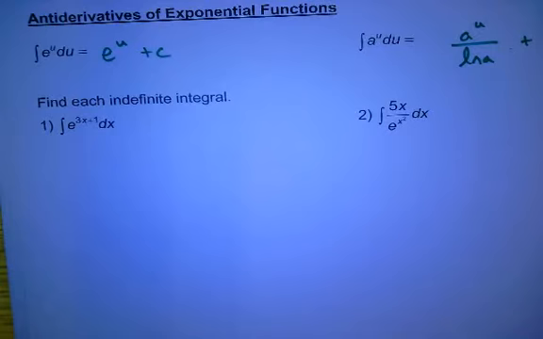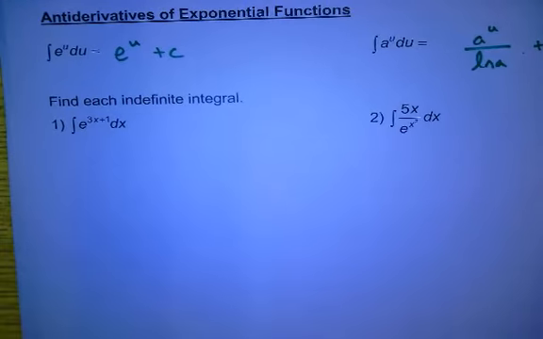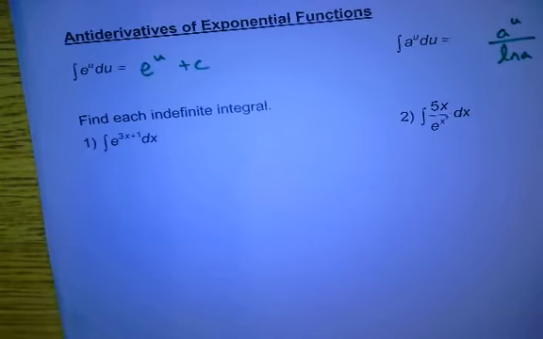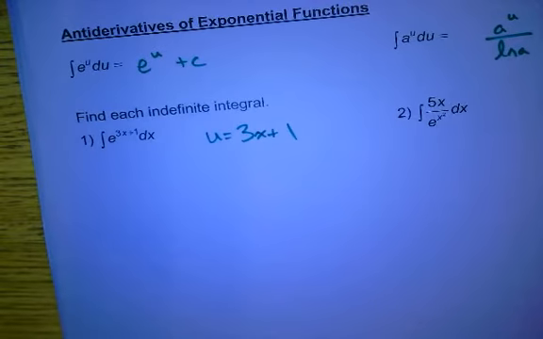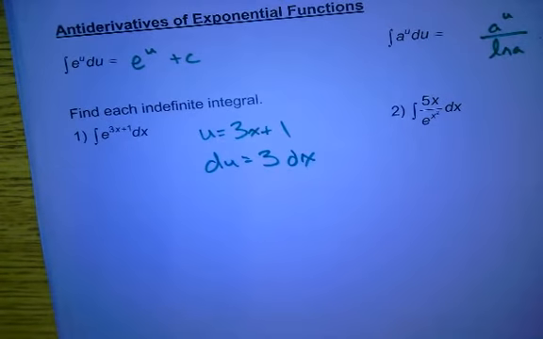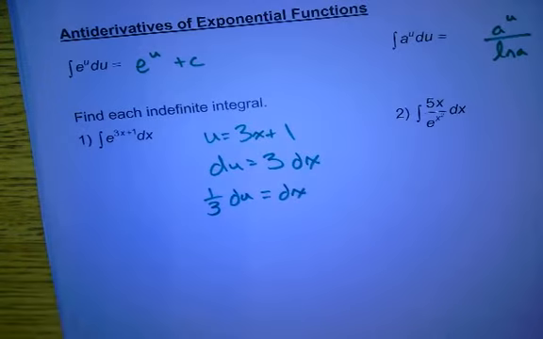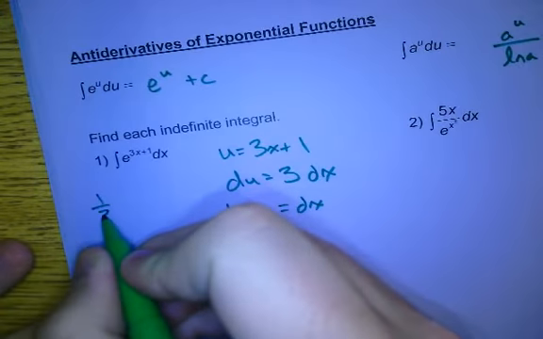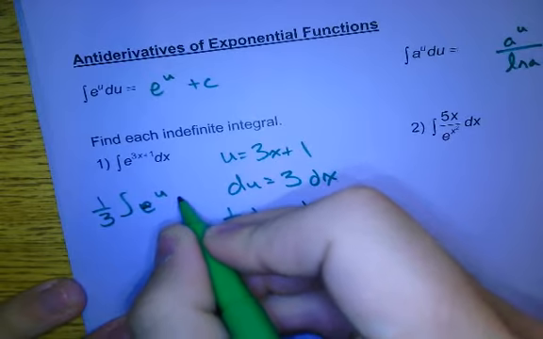Okay, here's the real meat and potatoes of what we're doing today, just knowing those derivative rules. Here we go. For e to the 3x plus 1, for all of these, your u value is going to be inside of the exponent. So what's our u value here for number 1? du. So what does dx equal? One third e to the u du.